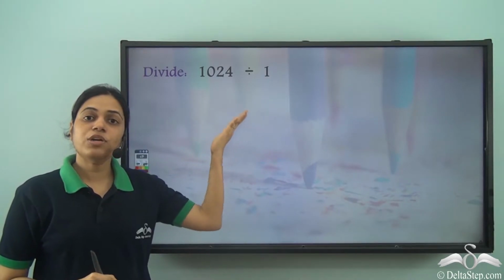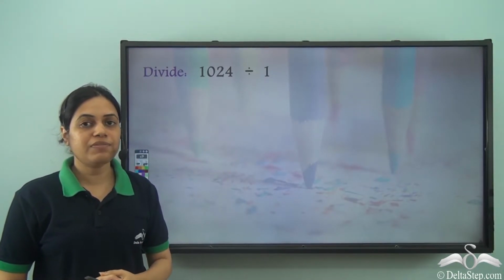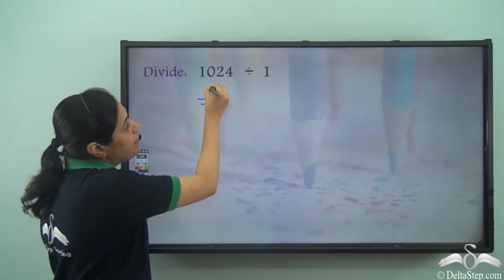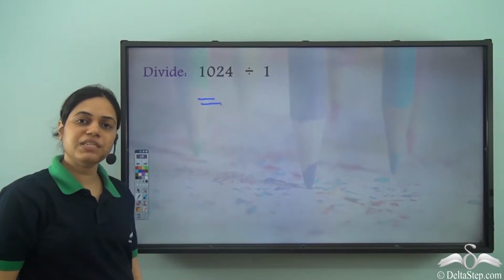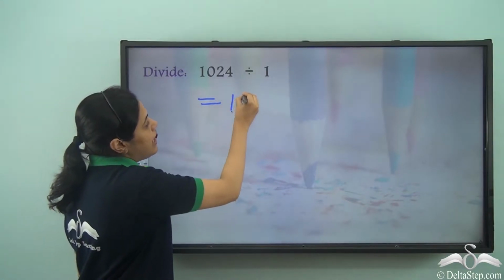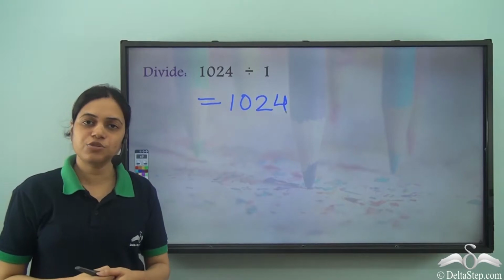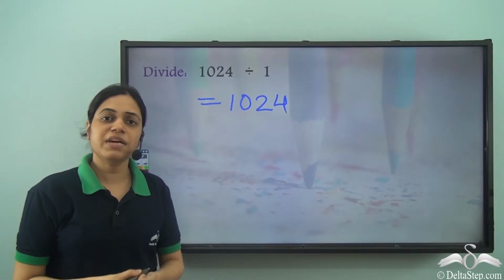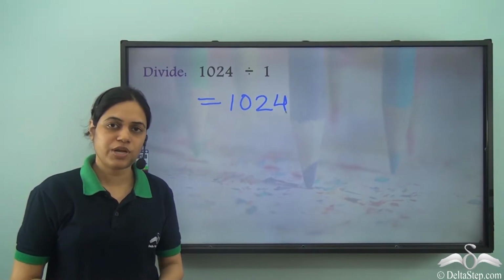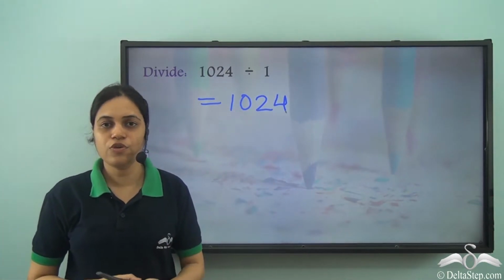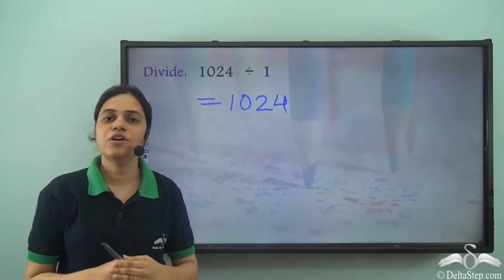So can you tell me what is 1024 divided by 1? Just now we saw that any number divided by 1 gives me the same number. So I will have the answer, or the quotient, as 1024. And because the remainder is 0, I don't need to write it. So this is equal to 1024, or 1024 is the quotient.